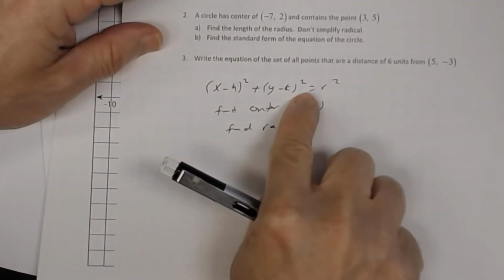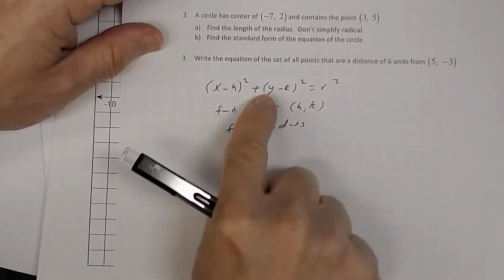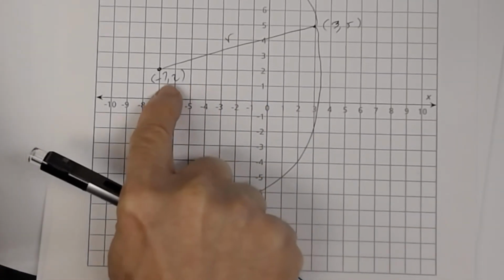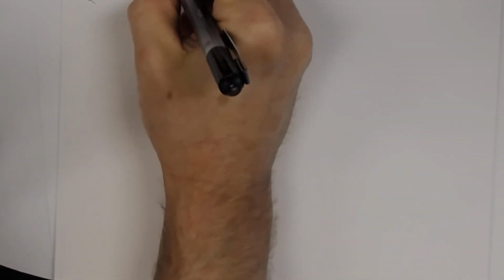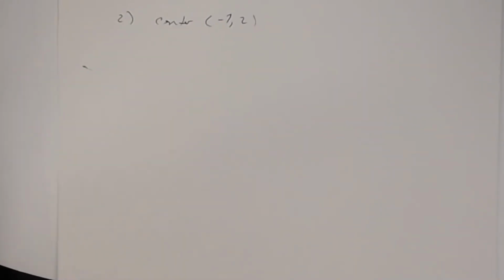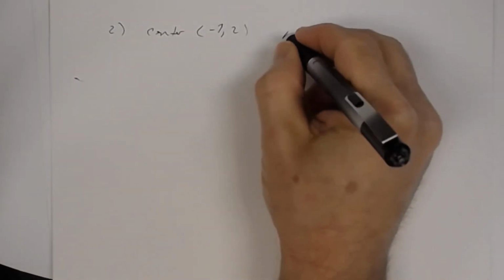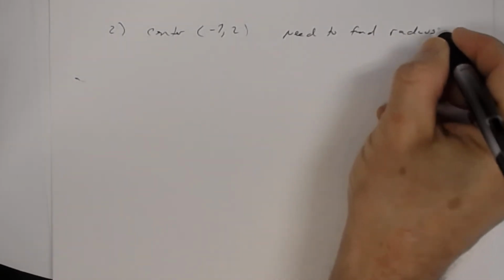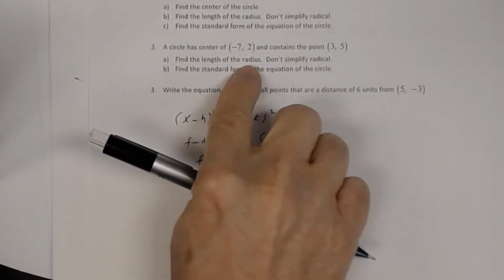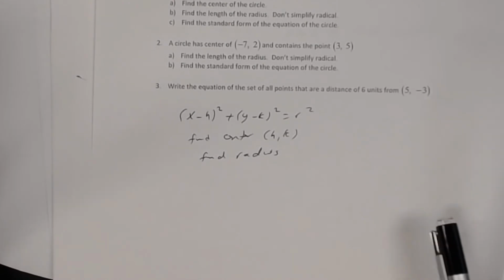In order to write the equation of a circle, I've got to know the center, and I do. You're told the center. In number two, you know the center. The center is negative 7, 2. You just need to find the radius. If you look at part A, part A says find the length of the radius. No big deal. I knew I needed to find it, right?